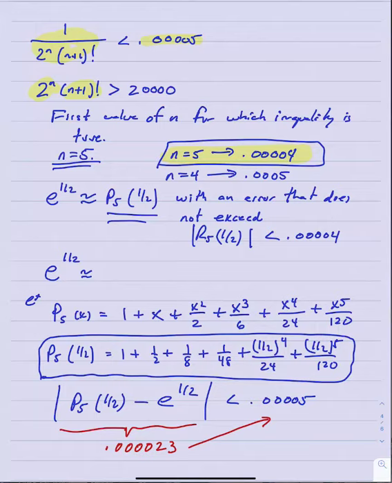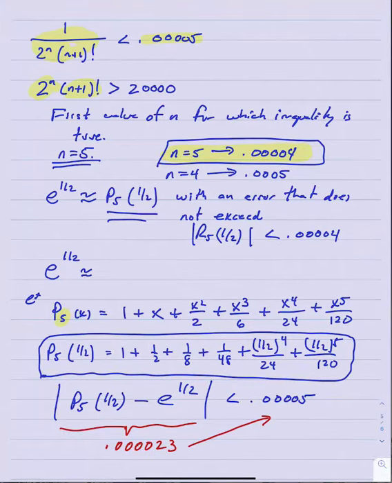Okay, so this is a pretty comprehensive example of what this process looks like of using this R_n of x to estimate how large n needs to be to use your Taylor polynomial to approximate a function at a value. Let's do one more example, just to see it a second time, and I'll do a slightly different application this time. And I think this one's pretty cool.